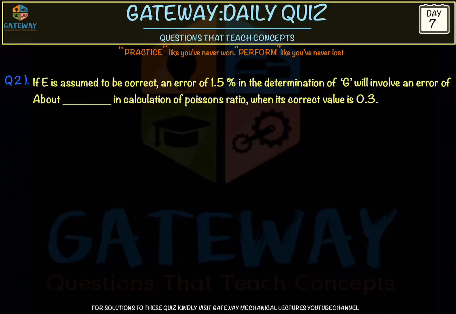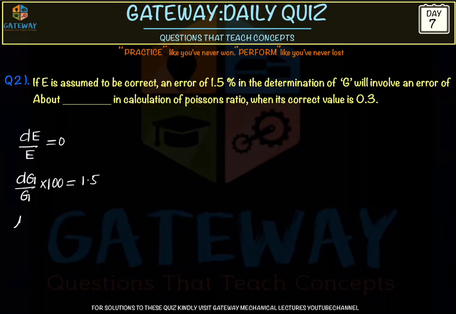Let us see the question. Let us first write the given data. E is assumed to be correct, then dE upon E is nothing but 0, since there is no change in E, it is assumed as correct. And also in the determination of G, there is an error of 1.5%. Therefore, dG upon G into 100 is 1.5. And the exact value of mu is given as 0.3. Okay, so we need a relation among E, G and mu. So what is the relation?